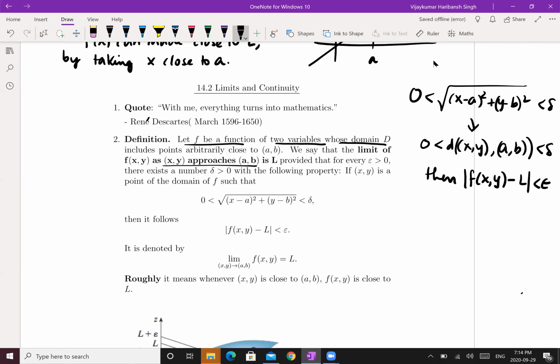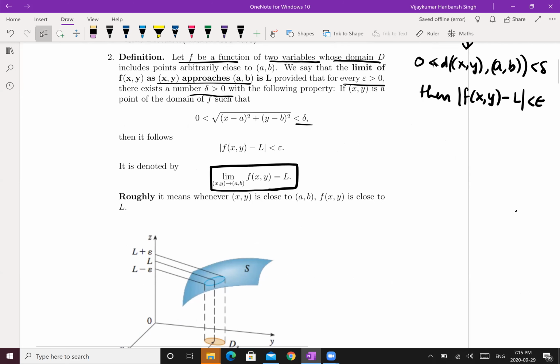Okay, so let's state it again. You start with an epsilon greater than 0. Then for this epsilon, you can find delta such that the distance of (x, y) from (a, b) being less than delta implies the absolute value of f of x, y minus L is less than epsilon. The notation for this is the limit as (x, y) goes to (a, b) of f of x, y is L. Roughly it means whenever (x, y) is close to (a, b), f of x, y is close to L.